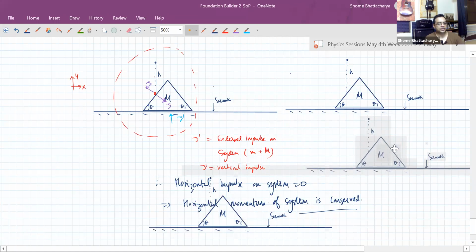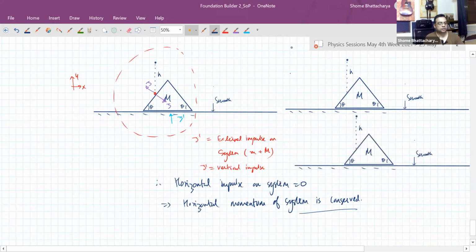Now once again, if we compare just before impact and just after impact: just before impact, the particle hits the wedge with a velocity v0, and v0 is root 2gh because it's free fall. When you calculate, that is 20 meters per second. Just after impact, it is given that the particle has a horizontal velocity of v1, and the wedge will have a horizontal velocity of v2.